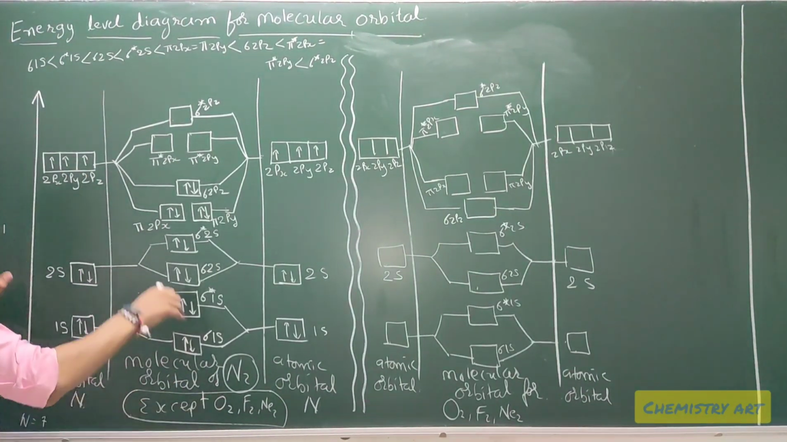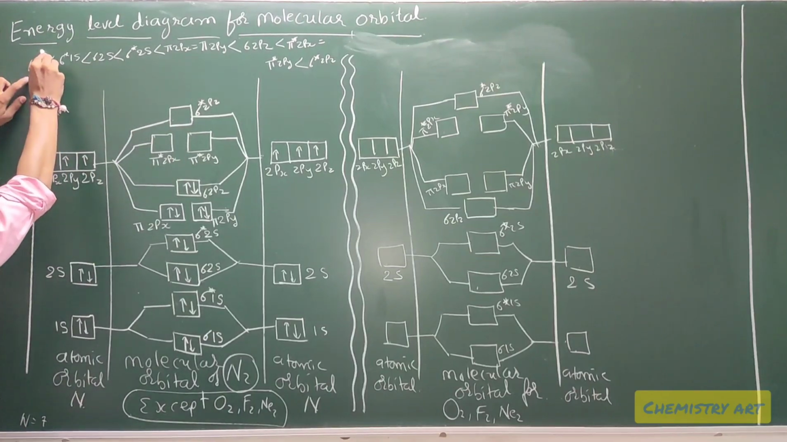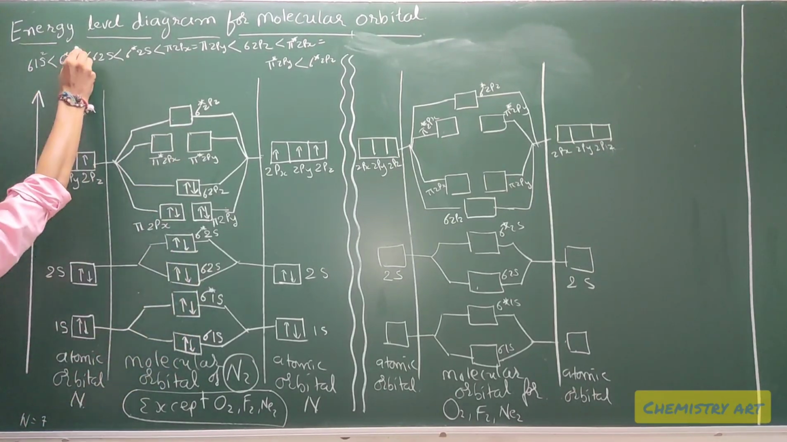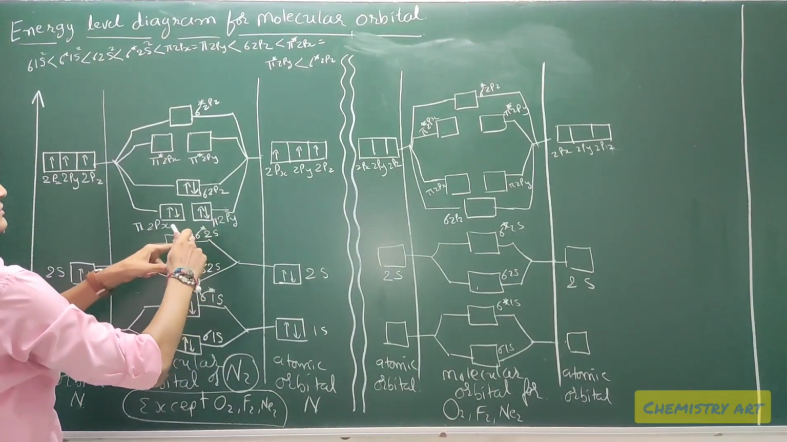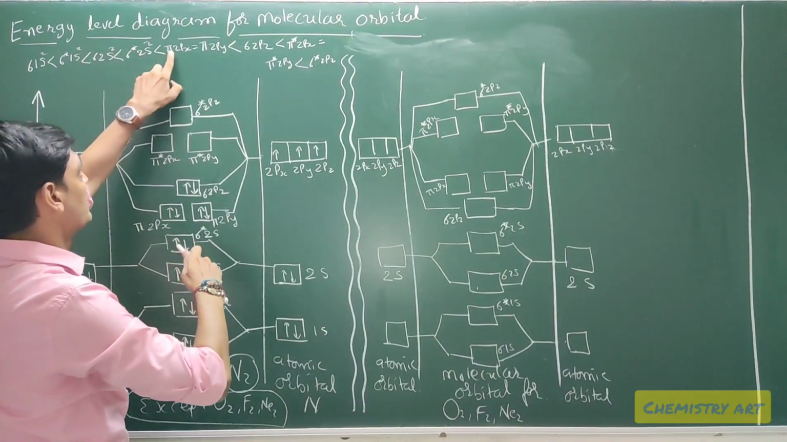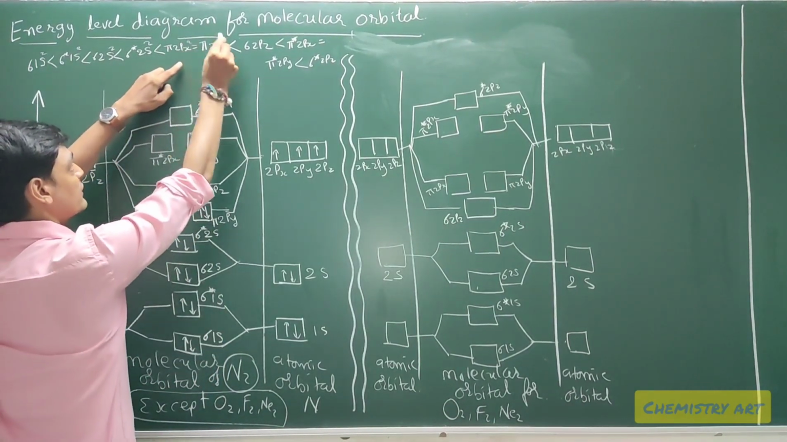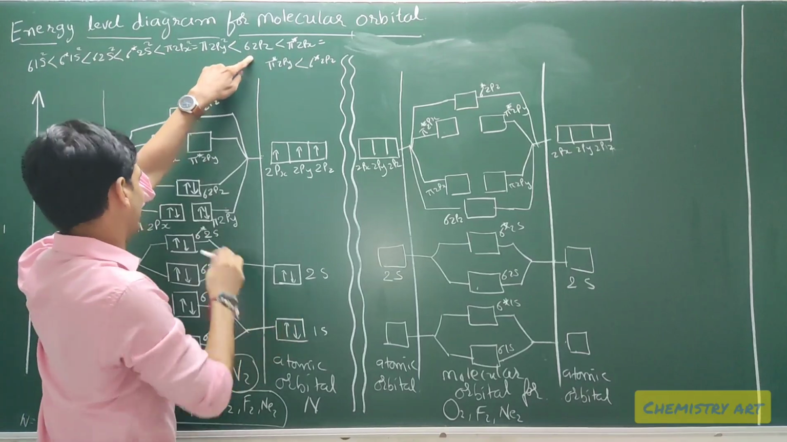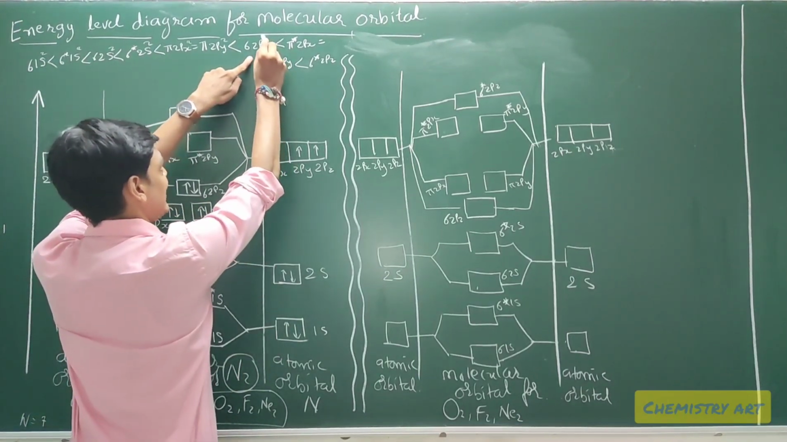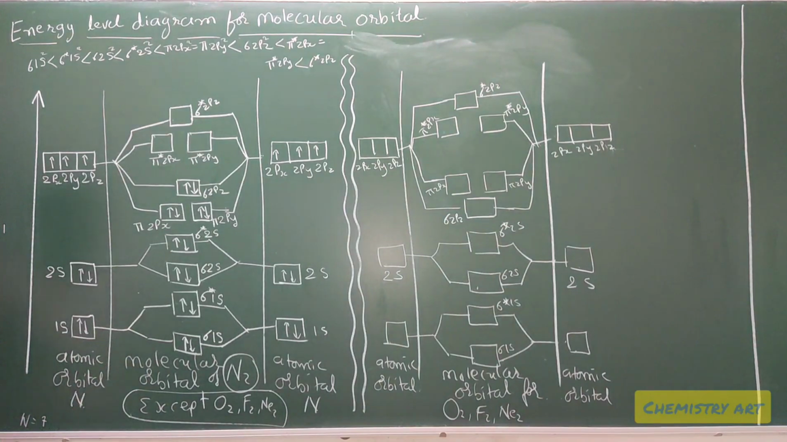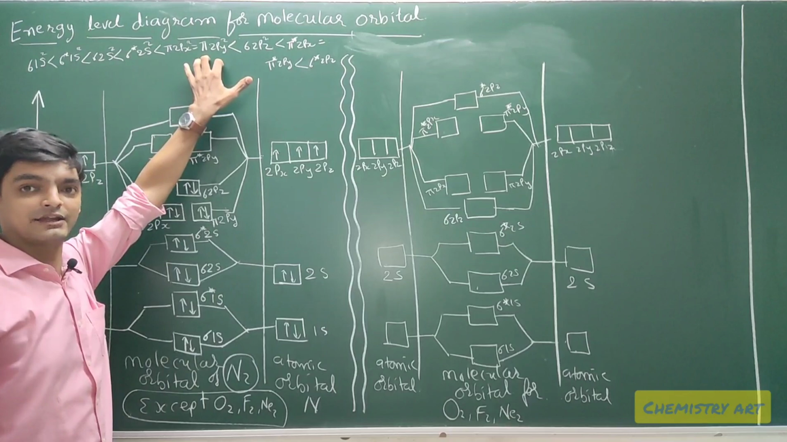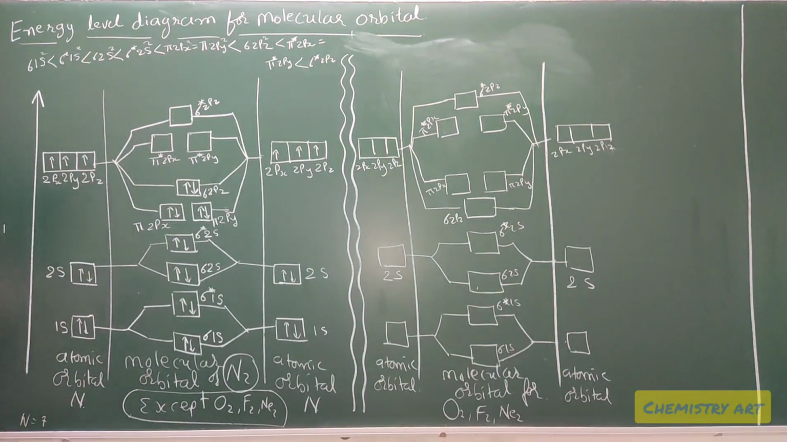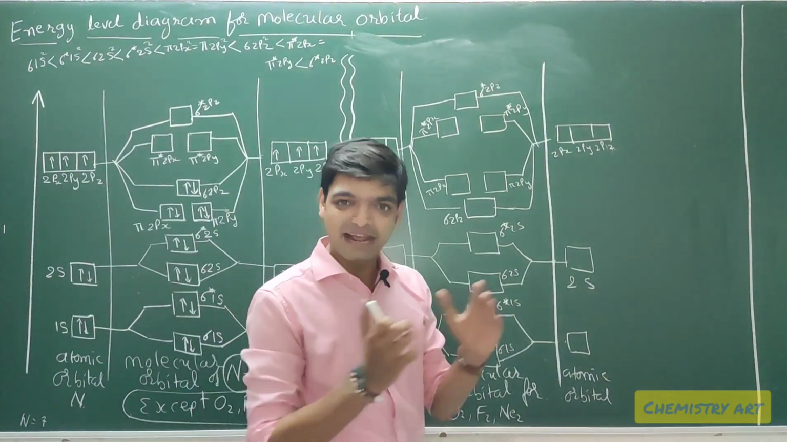And if we fill nitrogen, then you can write the number of electrons: sigma 1s has 2 electrons, sigma star 1s has 2, sigma 2s has 2, sigma star 2s has 2 electrons, then pi 2px has 2, pi 2py also has 2, then sigma 2pz has 2 electrons. So this will be the molecular electronic configuration of the nitrogen molecule. And from this you can say whether the nitrogen molecule is paramagnetic or diamagnetic.